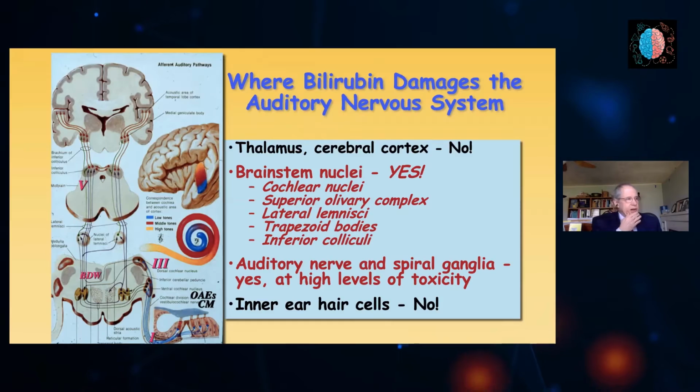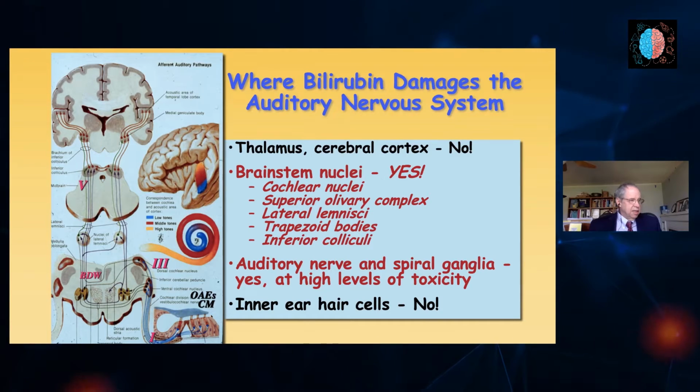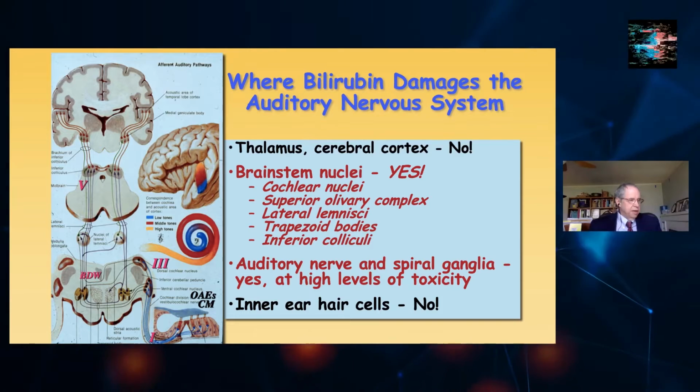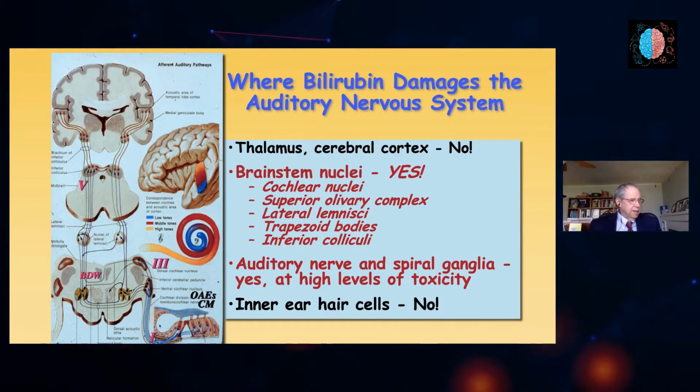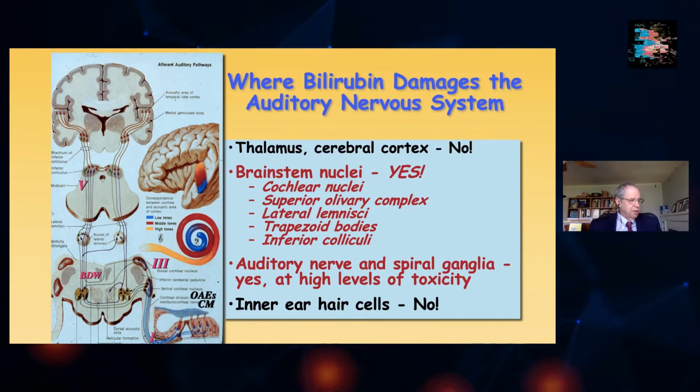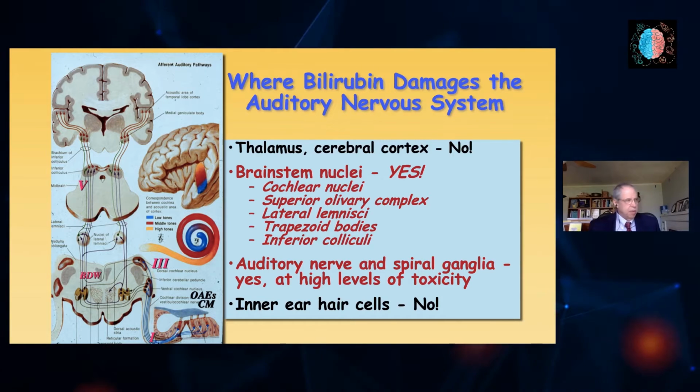Where does it damage the auditory system? It does not damage the ear or the inner ear hair cells. It does damage the brainstem auditory nuclei. It may damage the auditory nerve nuclei, which is in the spiral ganglion.